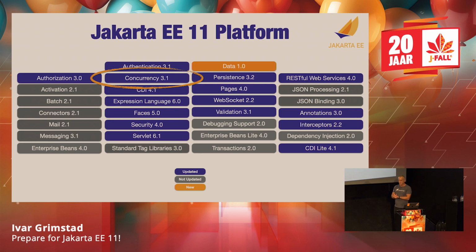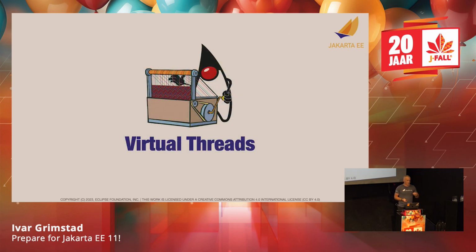So concurrency. And concurrency is actually one of the reasons why we're going to Java 21. And that is because of virtual threads. In Java 21, virtual threads are available, and concurrency plays along with that.